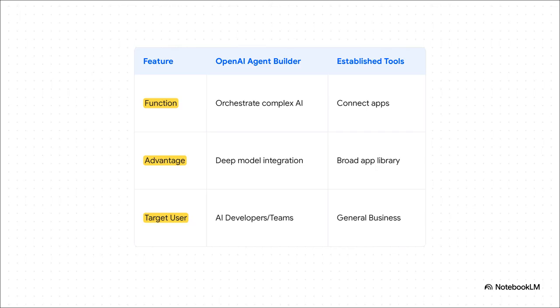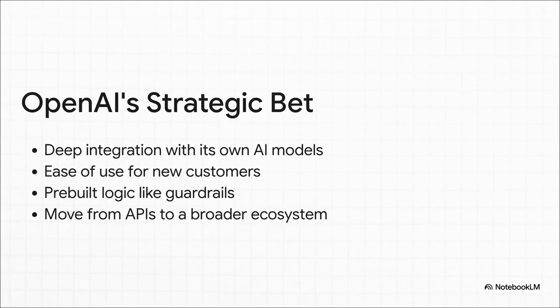Just look at the primary function. The established tools are fantastic for connecting apps in a straight line, but OpenAI is built from the ground up to orchestrate complex, intelligent AI agents, and that points right to their biggest advantage, that deep native integration with their own powerhouse models. So here's the bet OpenAI is making. They believe their secret weapon, their killer feature, is that deep integration with their own AI. They're betting that if they wrap that incredible power in an easy-to-use visual tool, they can stop being just an API company. They want to become the entire ecosystem where the next generation of AI apps are born.